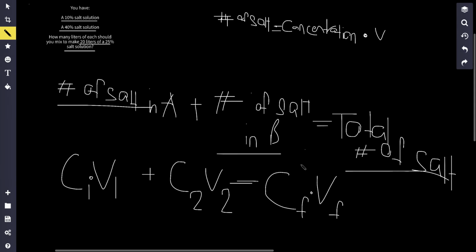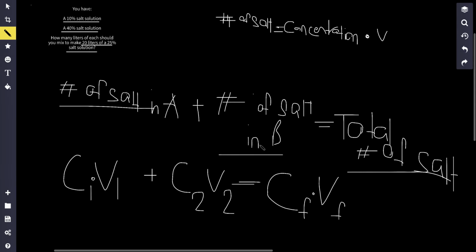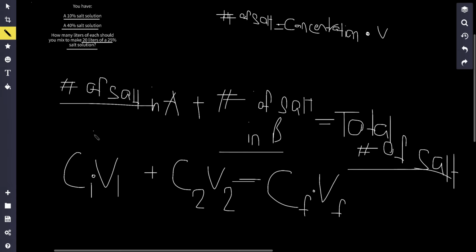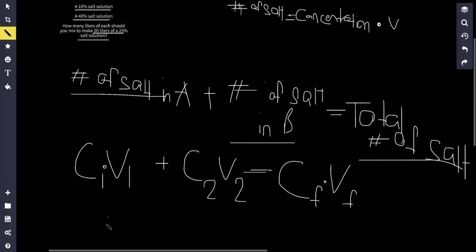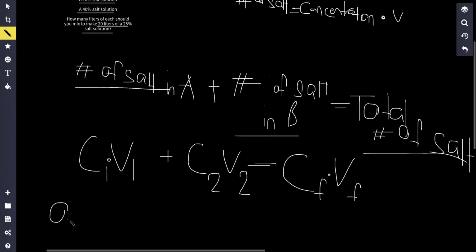So let's put this formula to use for this problem. If there's one thing I want you to take away, it's just this formula. You have a 10% salt solution, so our concentration is originally 0.1.